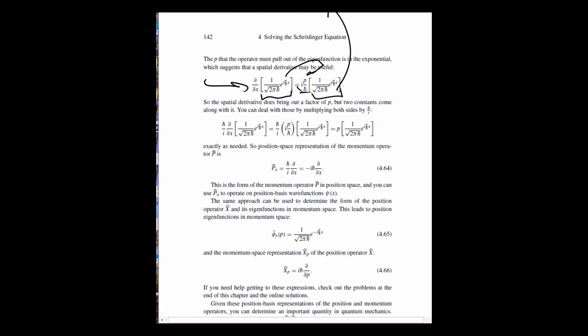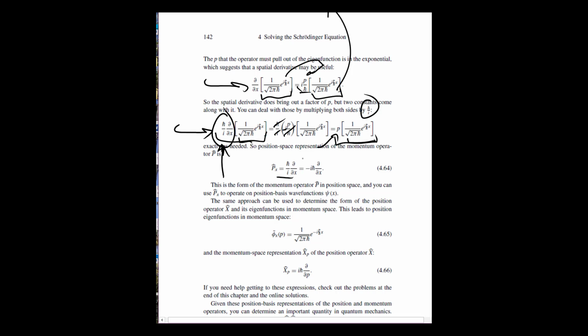Okay, we're almost there. We just need to multiply both sides by h bar over i. That looks like this. And this h bar cancels that one, and that i cancels that one. And now, if we operate on this momentum eigenfunction, position basis version, with this operator, h bar over i, partial with respect to x, look at what we get. p times that eigenfunction. Exactly what we needed. So this must be our momentum operator in position space.